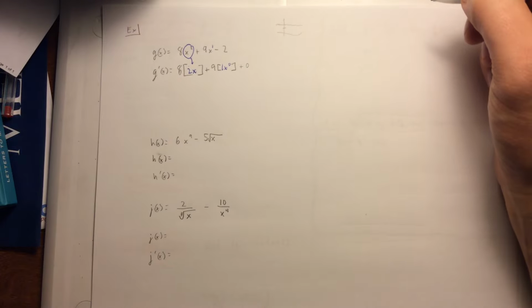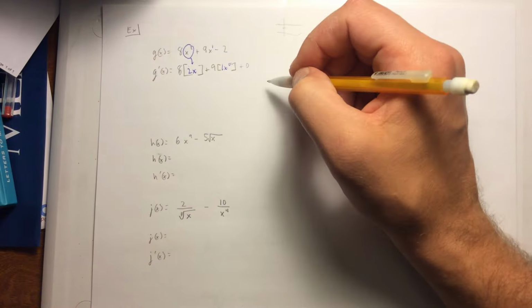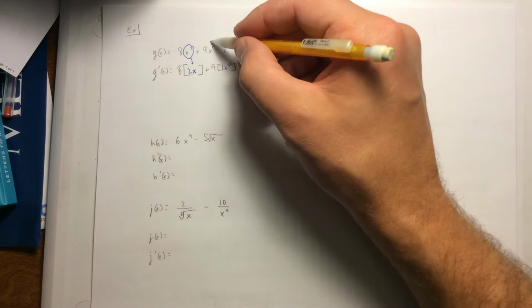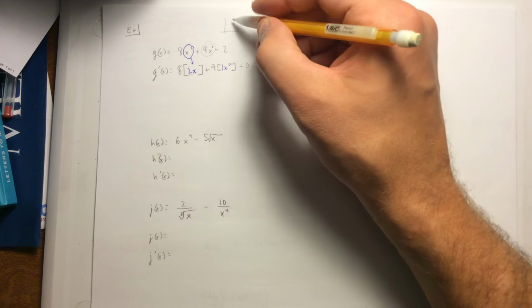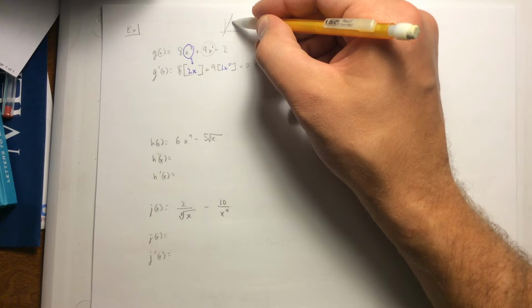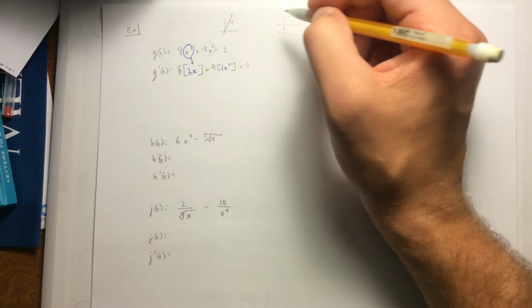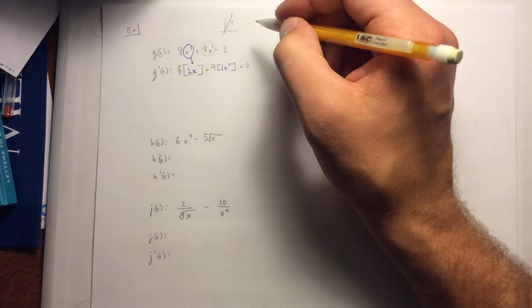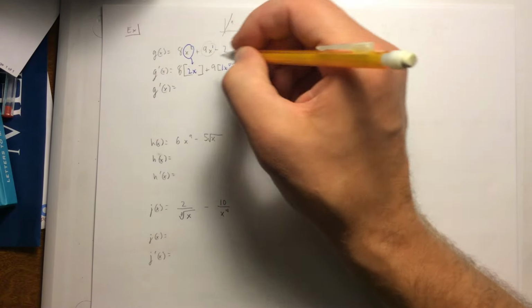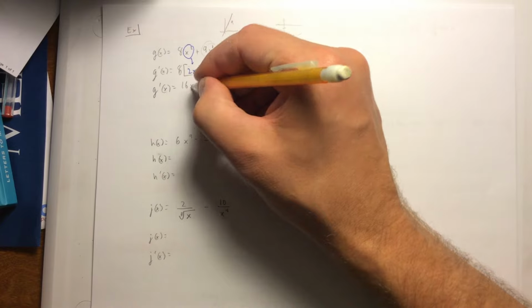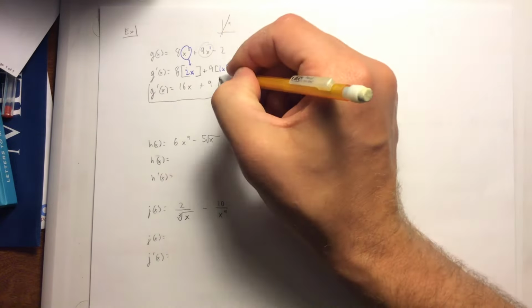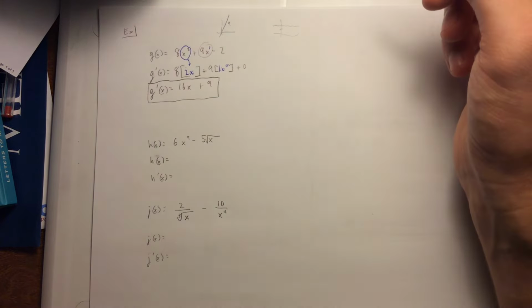Alright. But what is x raised to the 0? It's just 1. Because the slope of 9x slope is just 9. So what's our derivative here? G prime of x is 16x plus 9. That's it.